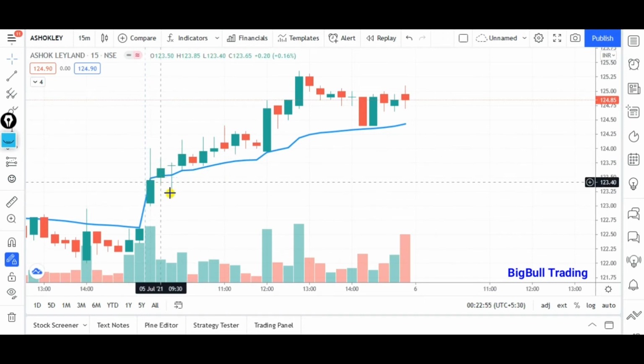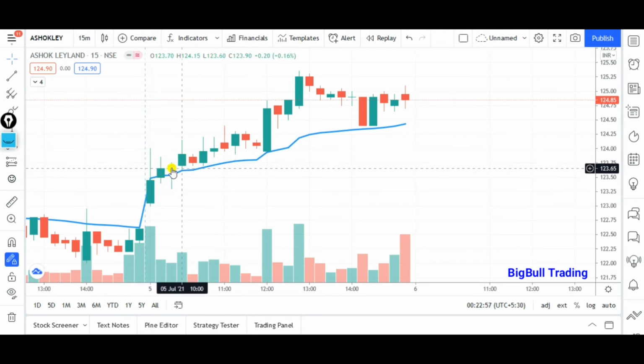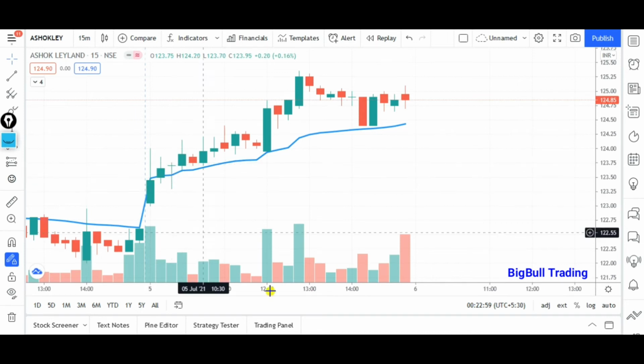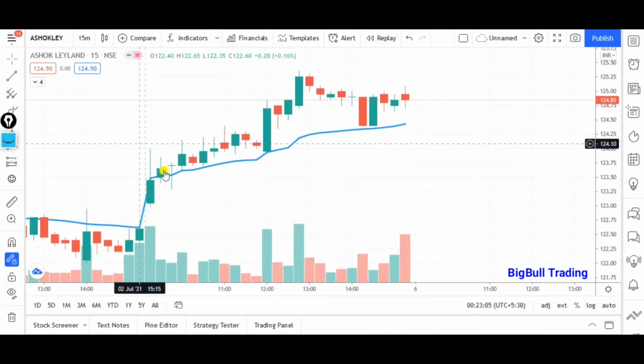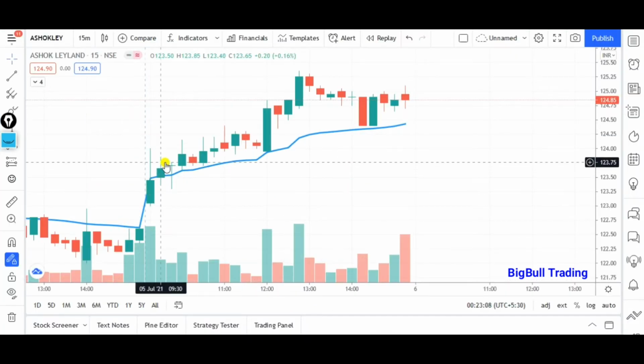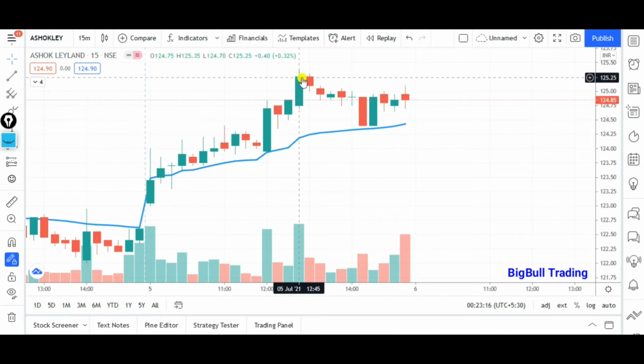Second, you can see this is the pin bar which is formed again here. This is the same pattern I have shown you. I will show you the picture. This type of pattern is this one. So we will take the trade above. This is the 123.75 high. We will take 20 or 30 paisa above, since this is a low price share, and you can see how big a move we get in this trade.